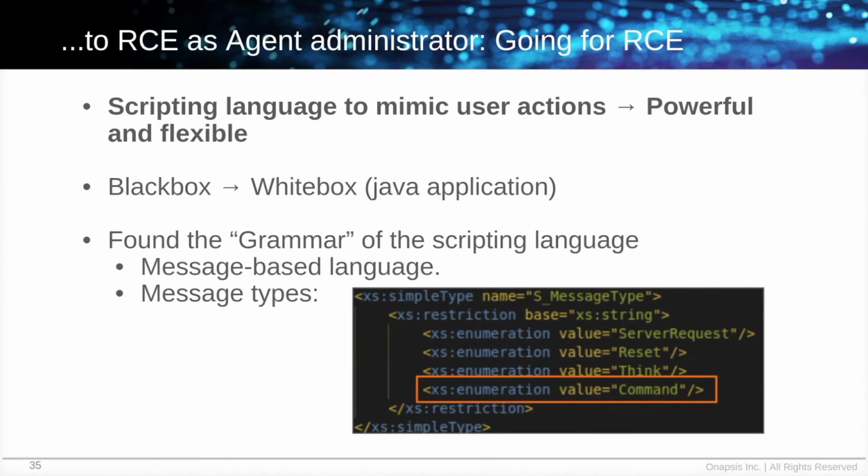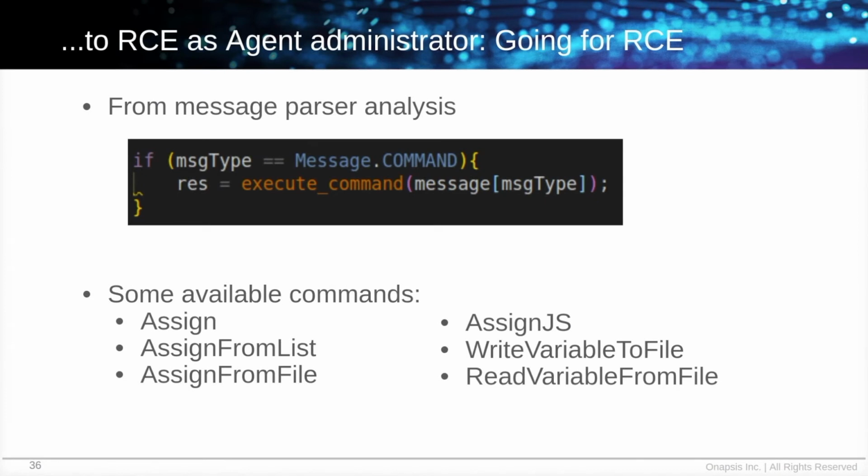So with that name, of course, we go through there and we try to analyze why a command was there. Why can we have a type which is called command? So we start trying to understand which are the available commands for this scripting language, and we found that there were at least 6 or 7. At this point, we asked ourselves, why do we have commands? Why do we have this feature?